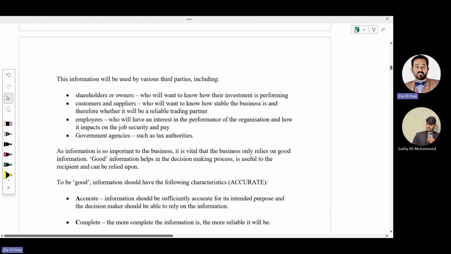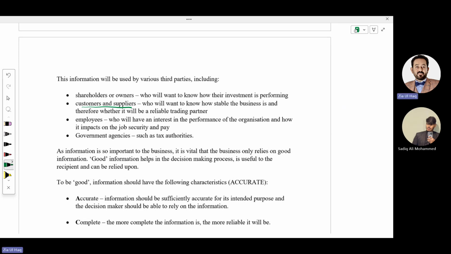The information will be used by various third parties. Information is not only used by management, other stakeholders also use the information. Shareholders use business information to see whether their investment is growing or declining, whether they are going to receive more dividend in future or less dividend in future. Customers and suppliers need information. Why do customers need information about the business?